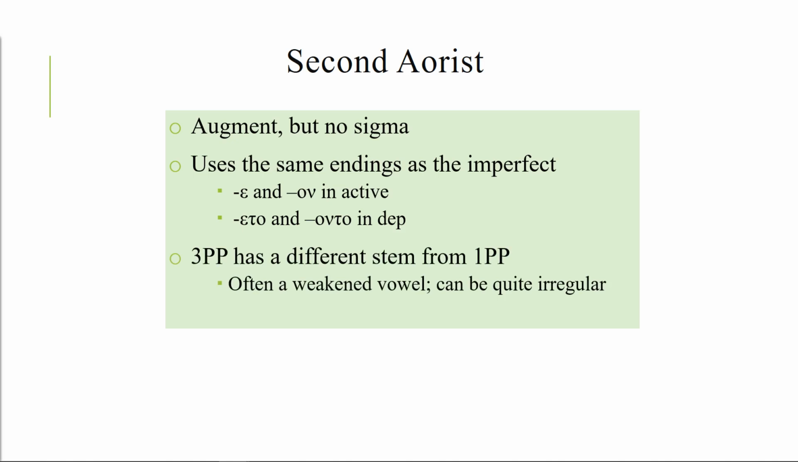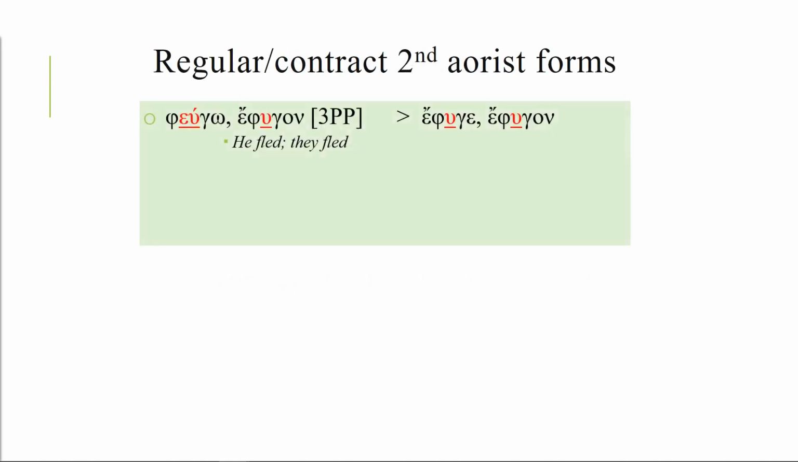It can be quite irregular, but mostly the vowel weakens. What do I mean by that? Well, here's a good example. Feugo becomes fugon. So the eu shortens to a u. So feuga would be the imperfect. Fuga is the aorist. They fled.